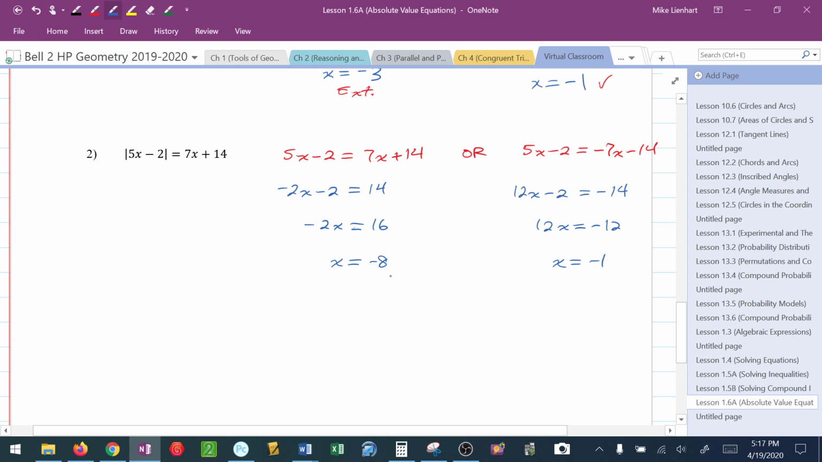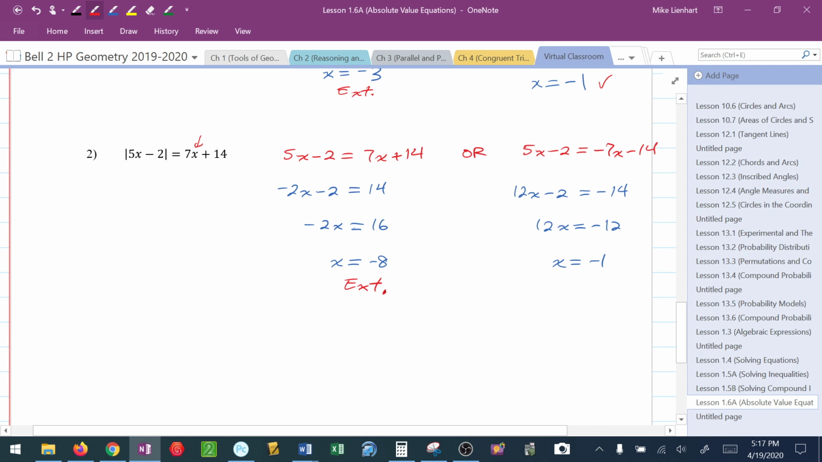And now I need to verify that both of these are going to work. But again, remember, I showed you guys the shortcut here. If I substitute those x's in there, and this right side of the equal sign is positive, I'm confident that it worked. If I plug it in and the right side of the equal sign is negative, doesn't work. It's extraneous. If I substitute negative 8 in there, that's negative 56 plus 14. That's a negative number. This is extraneous.